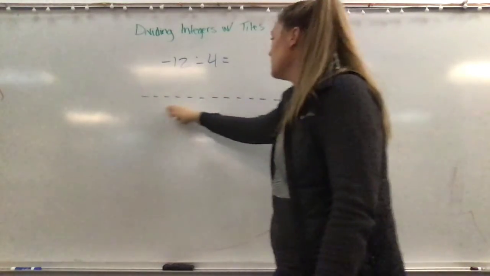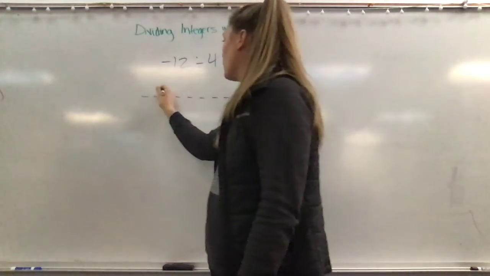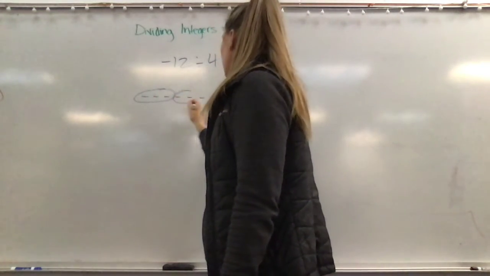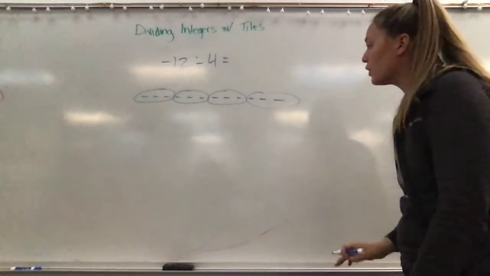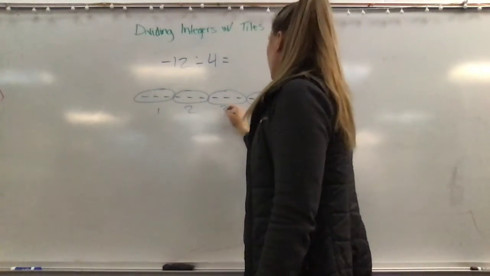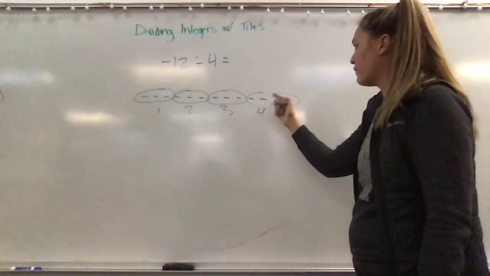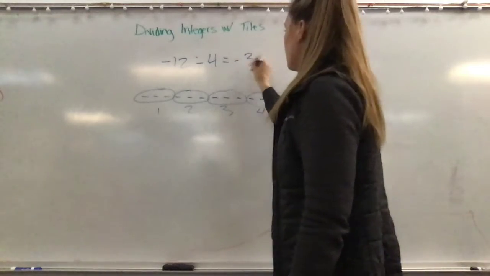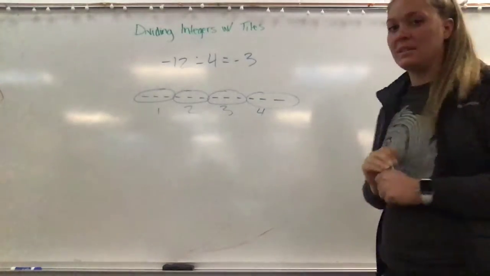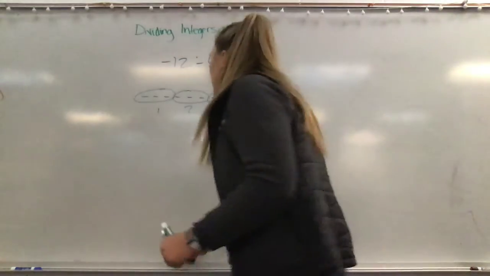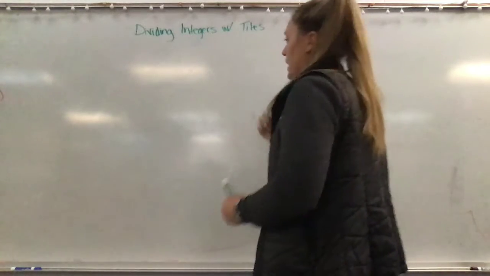So if I take these negative 12 tiles and I put them into 4 groups, I need to put negative 3 in each group. In order to make 4 groups, 1, 2, 3, 4, and use up all tiles, I have to put negative 3 in each group. So negative 12 divided by 4 is negative 3. We'll do another example when we have a negative divided by a negative.